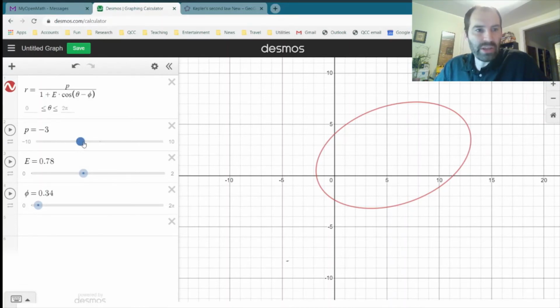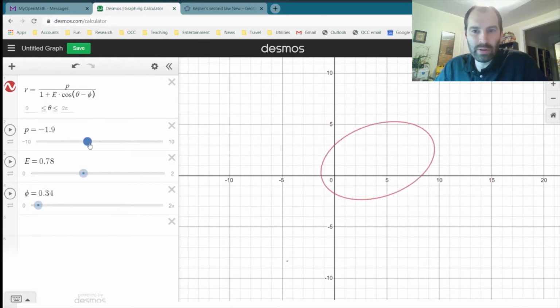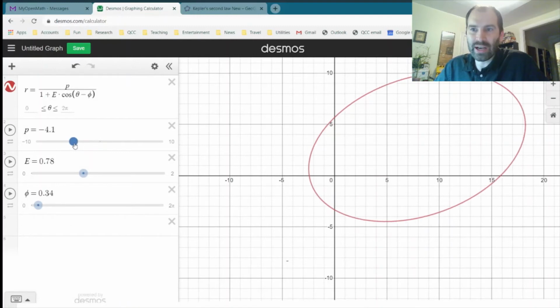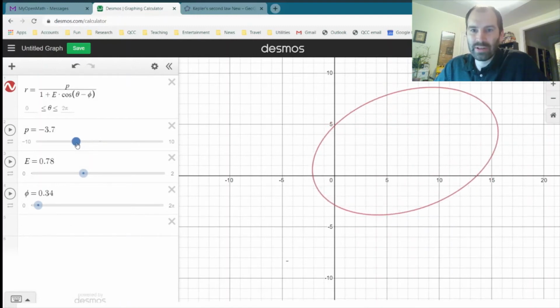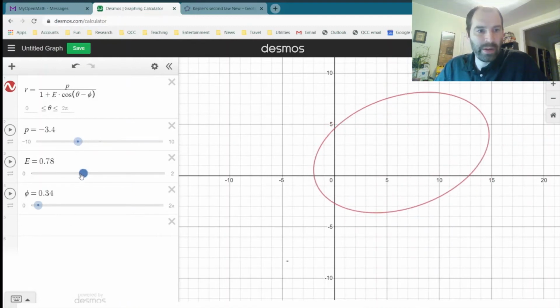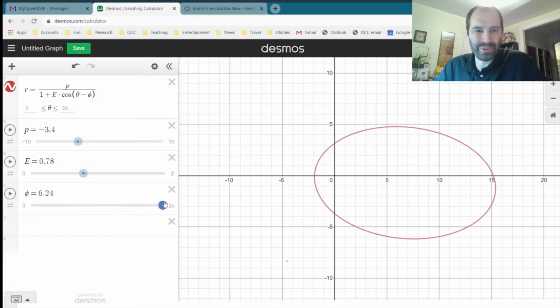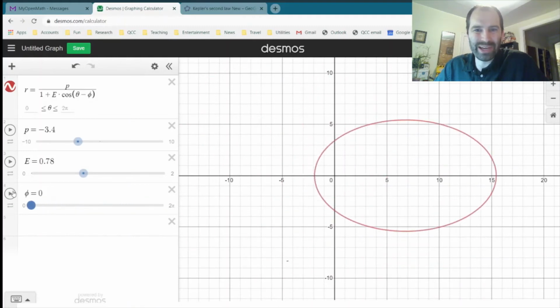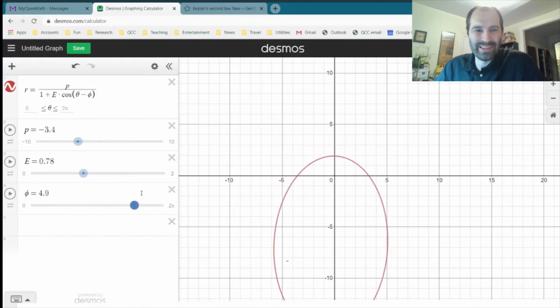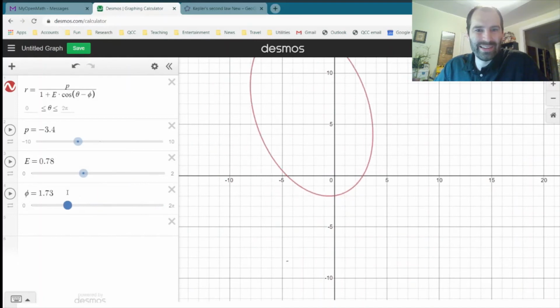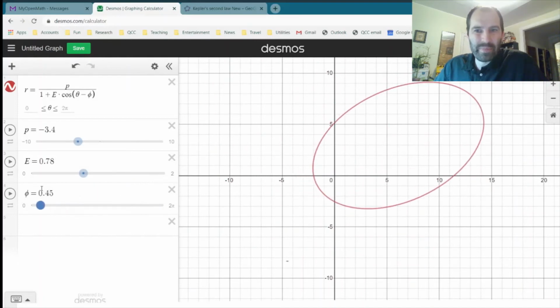And you can see what these things do. If I change the rho, it changes the size of the orbit. If I change phi, look at this. I can change the angle of the orbit. Look at that. It just spins around. Okay. And what does e do?